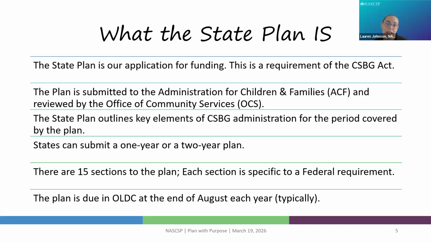Two year plans allow time to implement their goals. There's not a constant planning process that is constantly being done when you're doing your 2 year state plan. So it allows you more time to implement those things that you want to do. The state plan has 15 sections, each fulfilling a specific federal requirement. Some state plans are due at the end of August of each year.